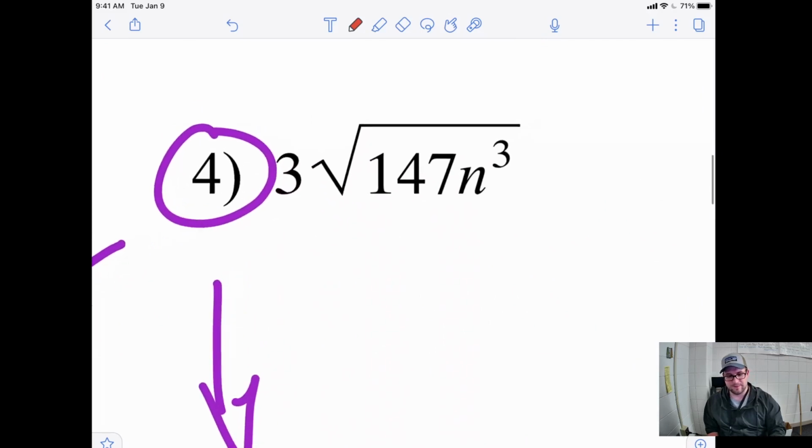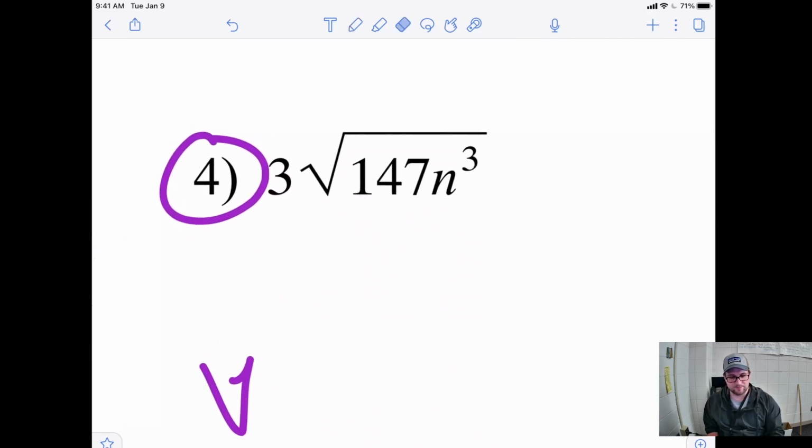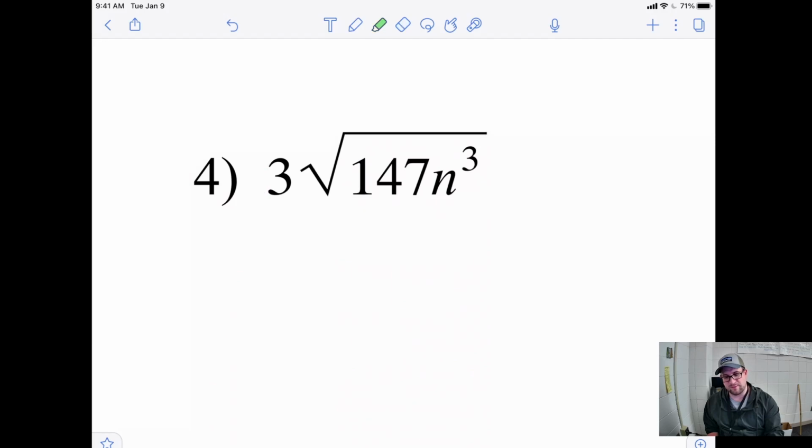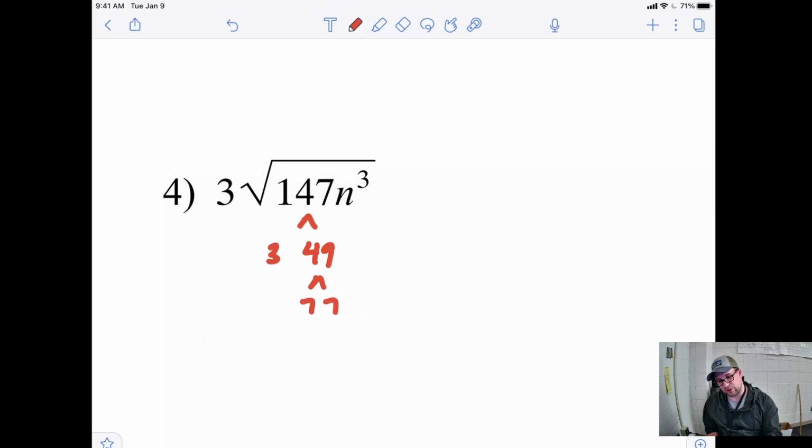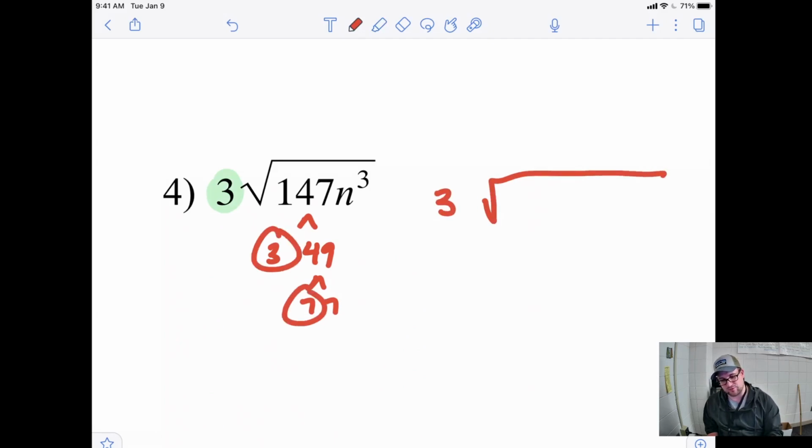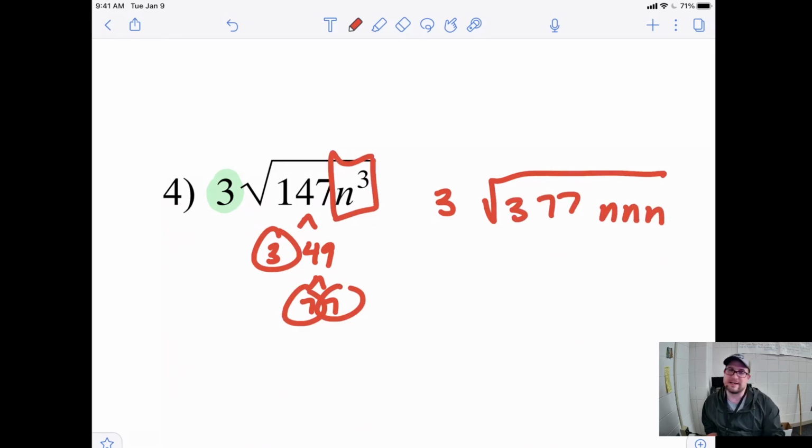Here's another one. So coming over here to problem number 4. The thing that's different about this problem than the last problem is that this one has a 3 on the outside. So 147, that's going to be what? 3 and 49, I believe. 49 is 7 and 7. So when we rewrite this, to deal with this 3, we're just going to put a 3 on the outside of our big radical here. Now, inside, we put those prime factors, so we get 3, 7, 7. Remember, that's our code. And then, since we had 3 n's, we're going to do n, n, n.